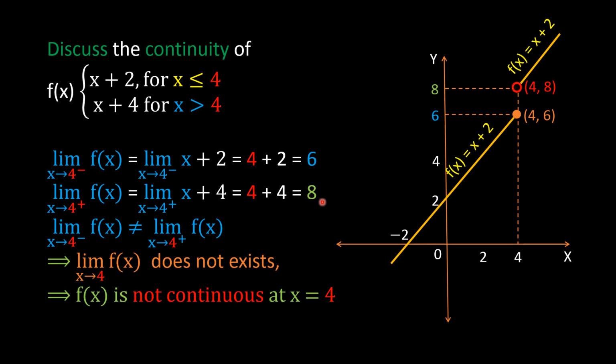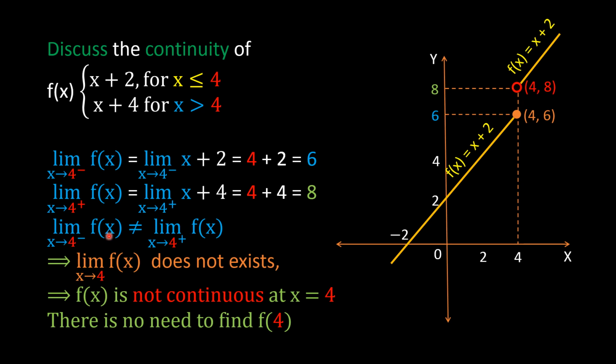when y is equal to 8, the point 4, 8 will not lie on the graph of the function. Hence, it has been shown by a hollow point. The graph of the function when x is greater than 4 will be f of x equals x plus 2.